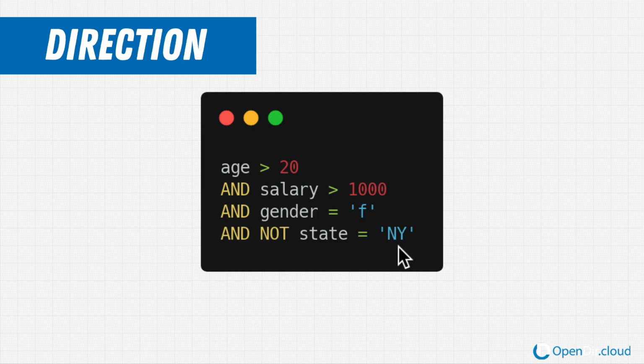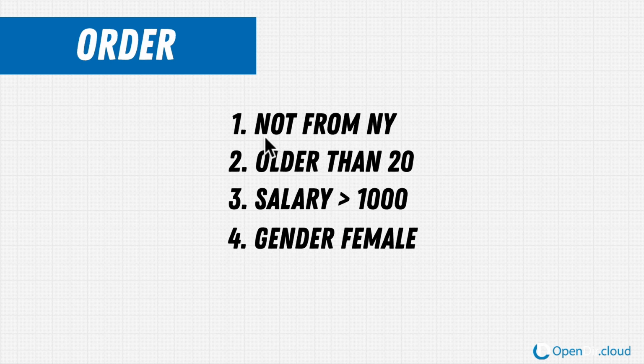So how would we read that? Well, we would say, okay, based on priority, first we're going to say, well, you weren't from New York, so we're going to filter that out. Then we're going to say you were older than 20, your salary is larger than 1,000, and your gender is female.